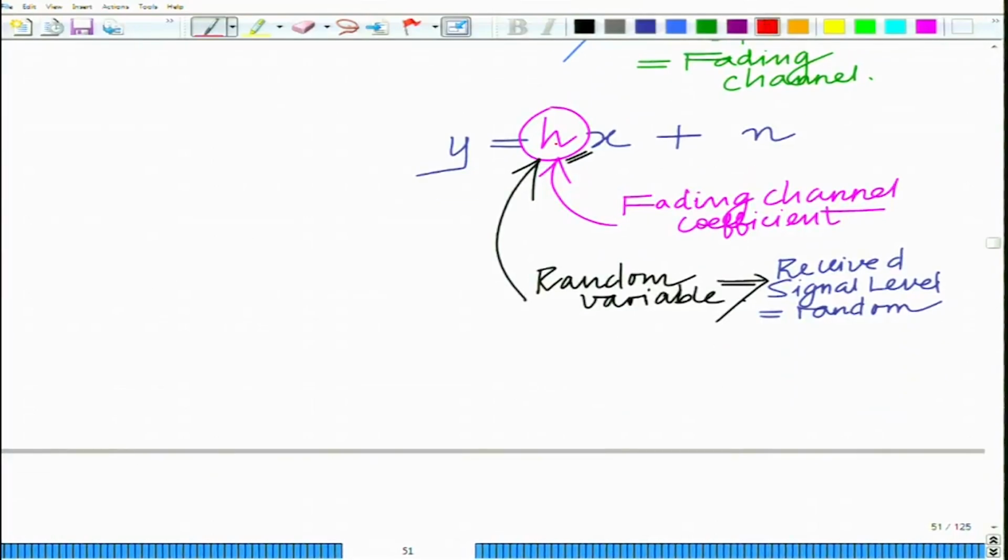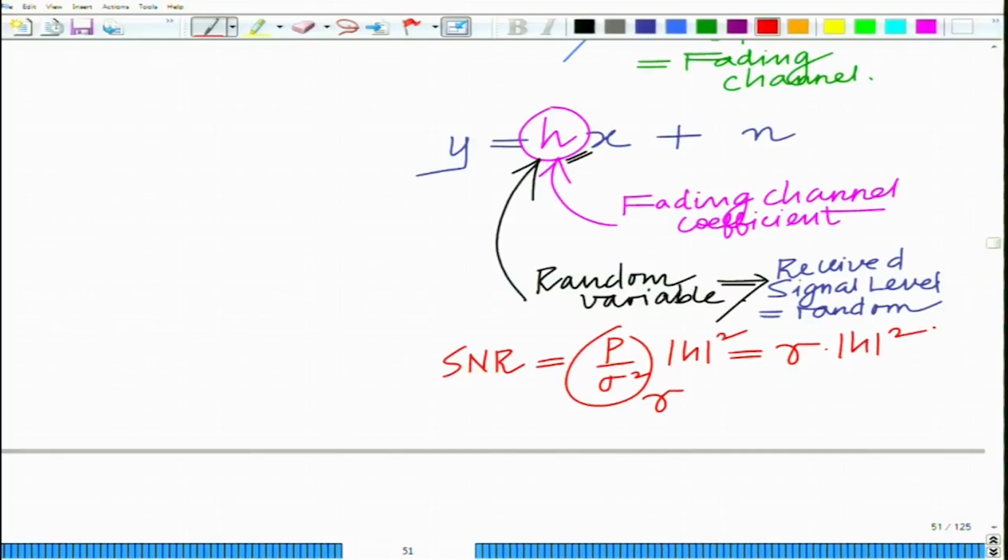And therefore, you can see the SNR is influenced by this fading channel coefficient. One can write the SNR, which was previously P over sigma square, which is gamma, will now be multiplied by magnitude h square. So, it is gamma times magnitude h square. You can think of this as the SNR of the wireless channel.